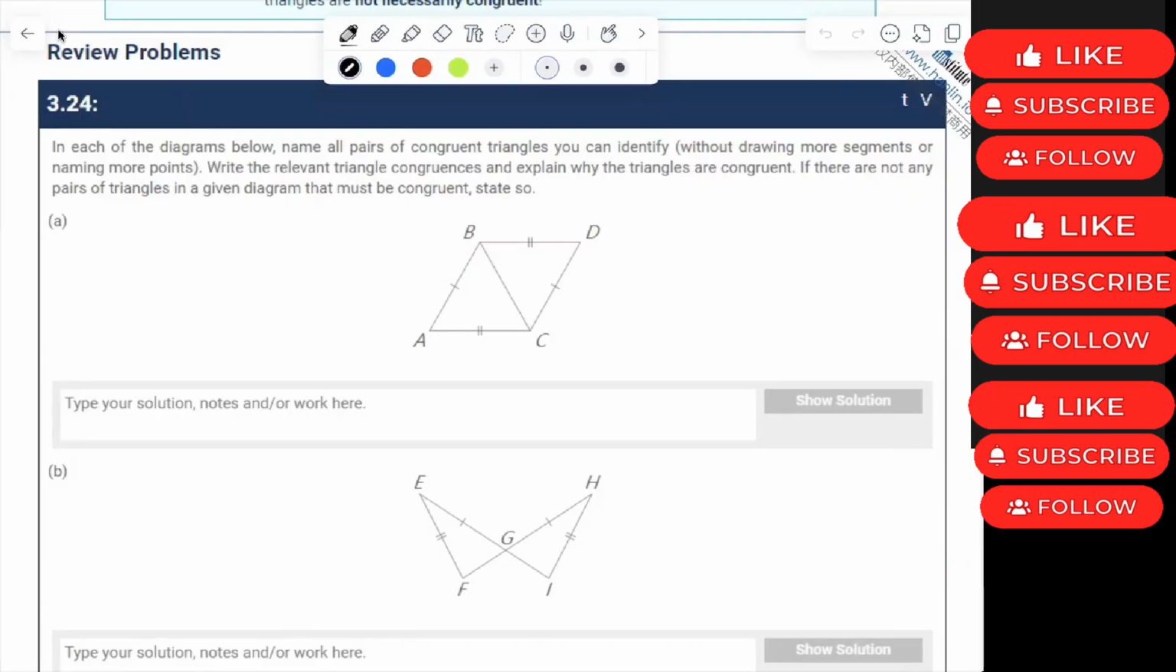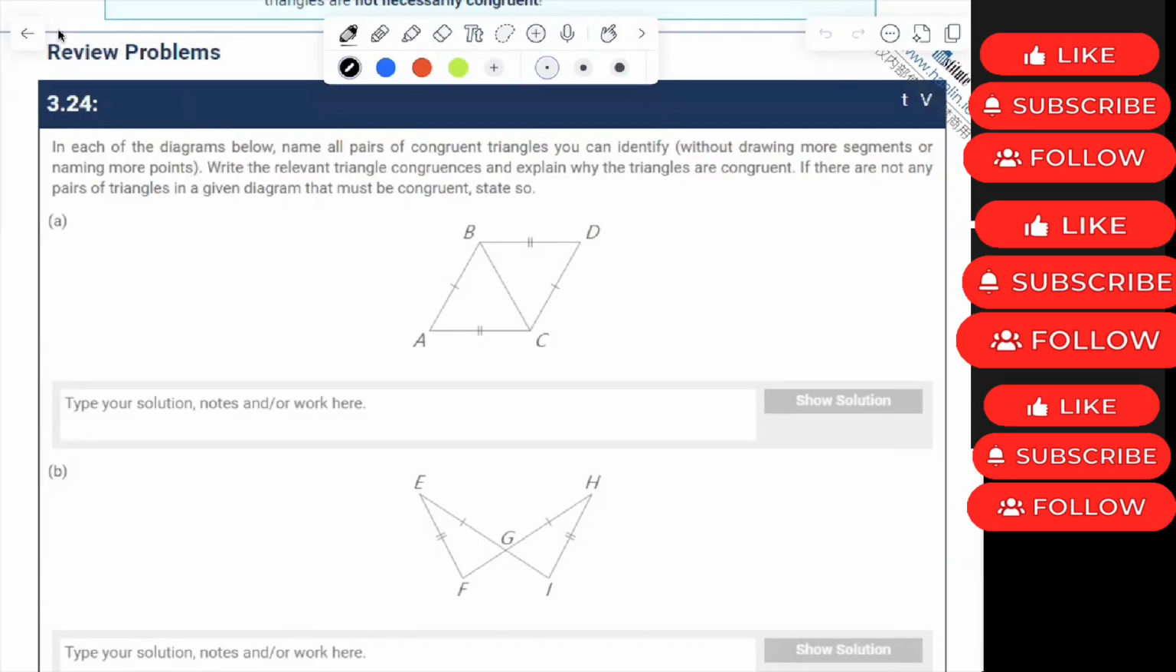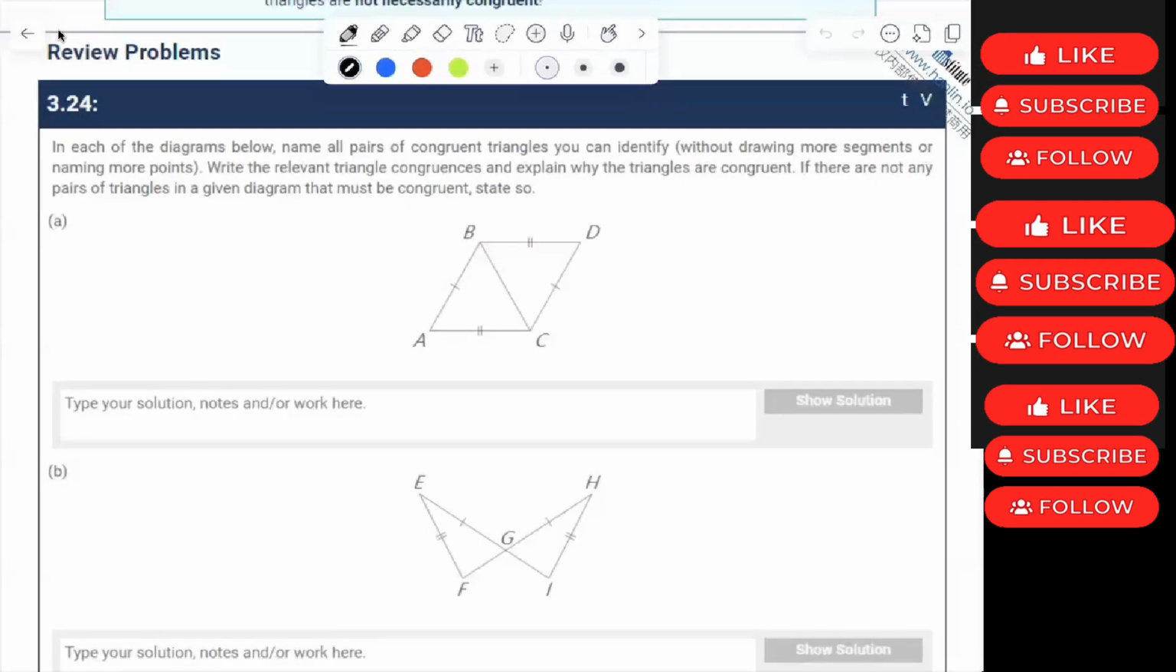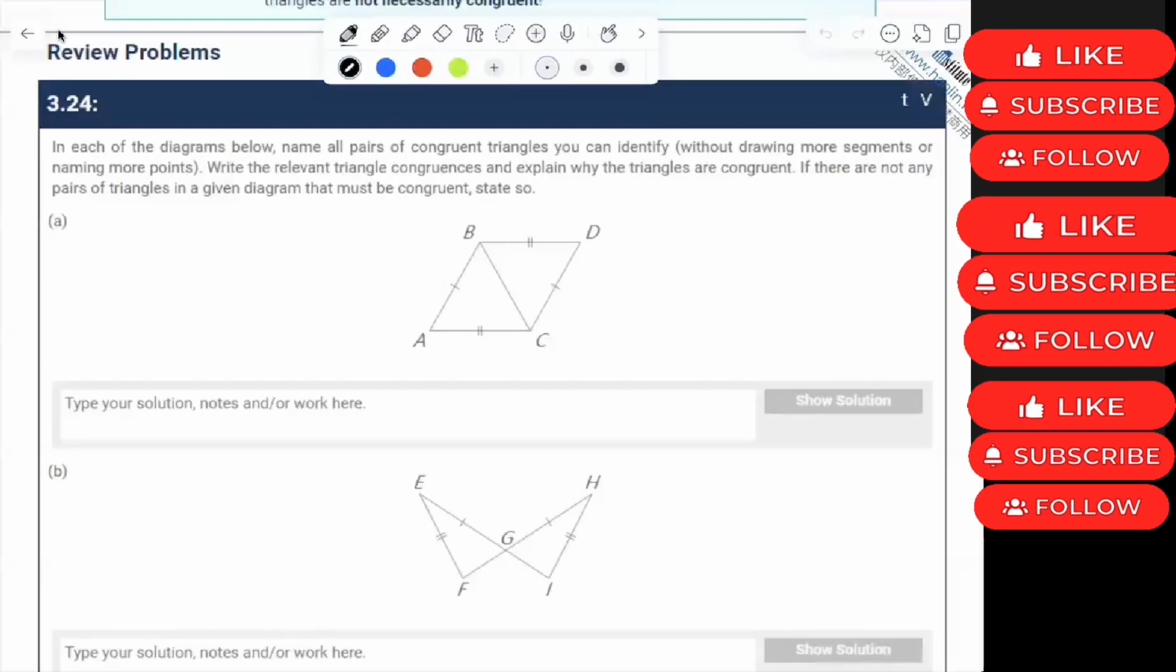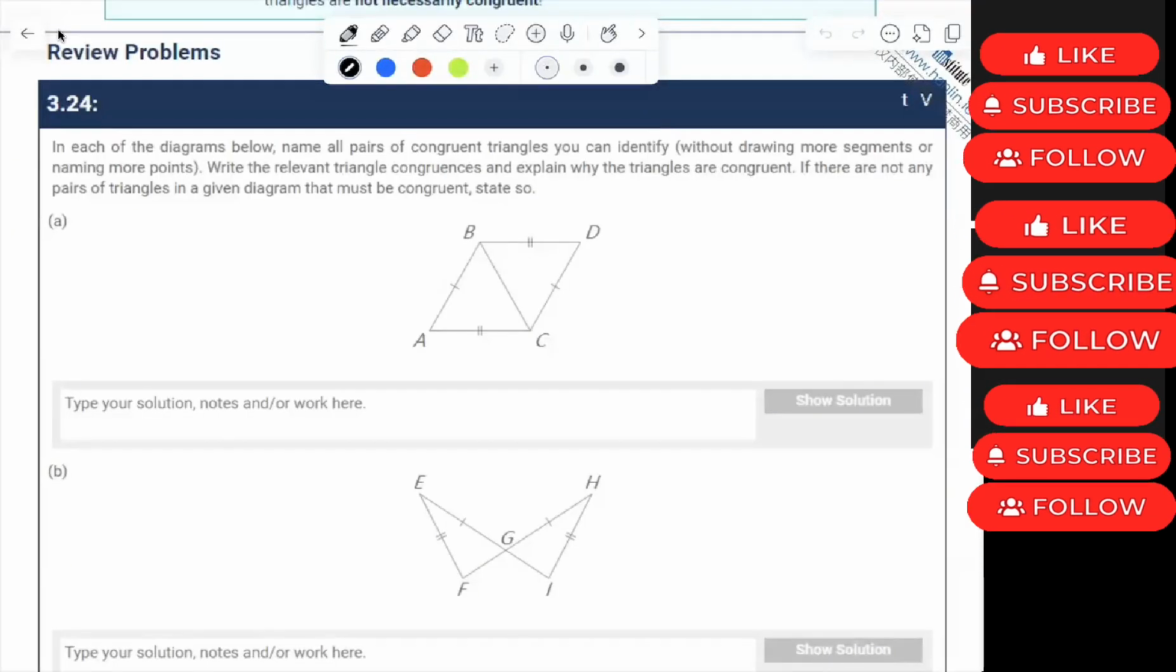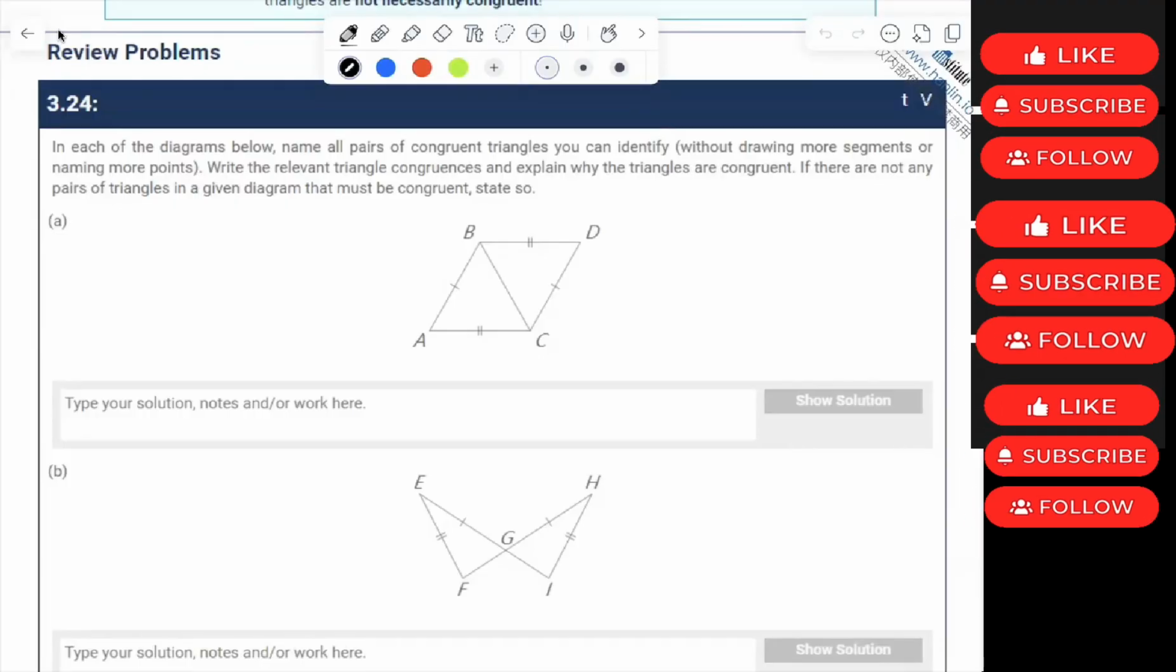Today, we're going to continue where we left off and do review problems, all right? So let's start with the 124. In each of the diagrams below, name all pairs of the congruent triangles you can identify without drawing more segments or naming more points, all right?